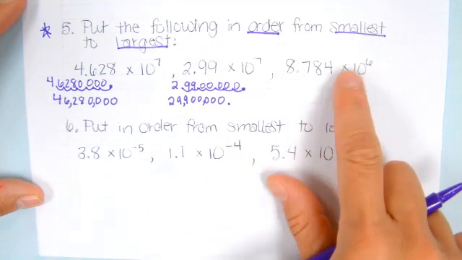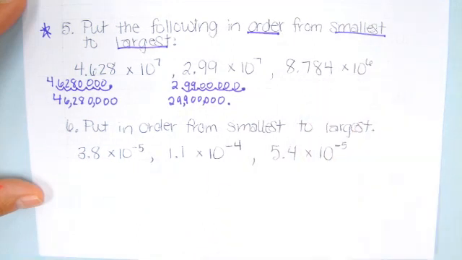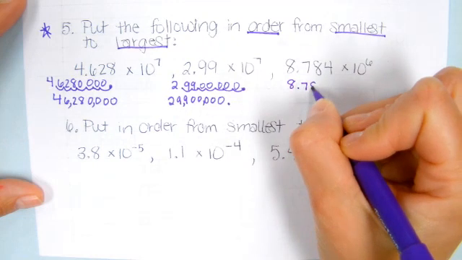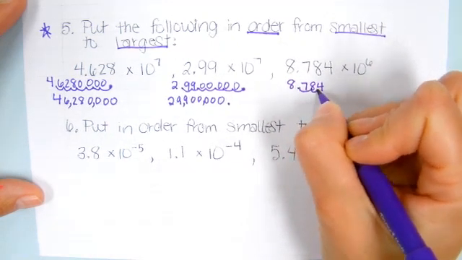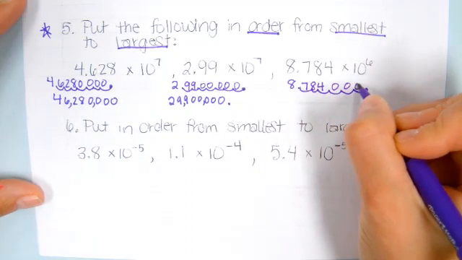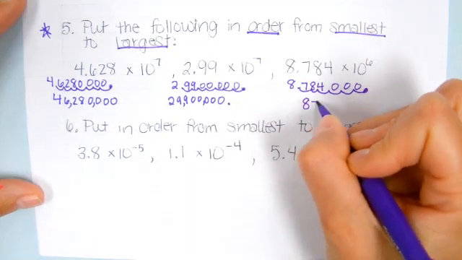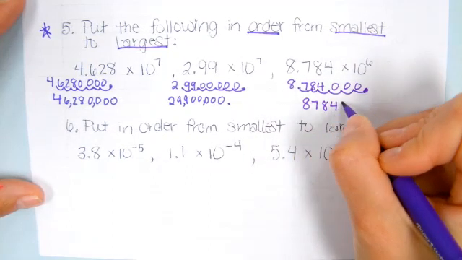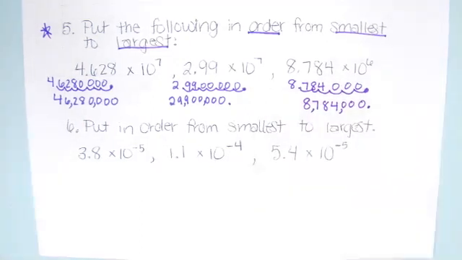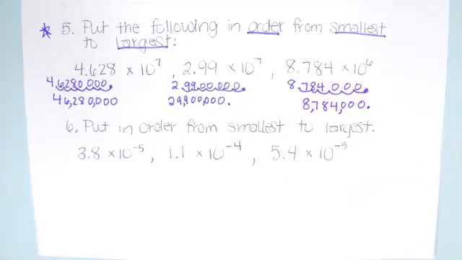How many on the last one? 6 only. So 8.784. 1, 2, 3, 4, 5, 6. So that gives me 3 zeros. 8, 7, 8, 4, 1, 2, 3. Put those commas in. All right. Now that you have your commas in and you have them written out, which one's the smallest number?